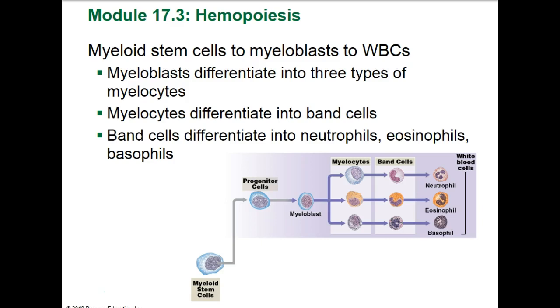Okay, we also have some myeloblasts, or myeloid stem cells that become myeloblasts that turn into other white blood cells. The myeloblasts will differentiate in three types of myelocytes, which differentiate into what we call band cells. And those band cells will become three types of white blood cells: the neutrophils, the eosinophils, and the basophils.